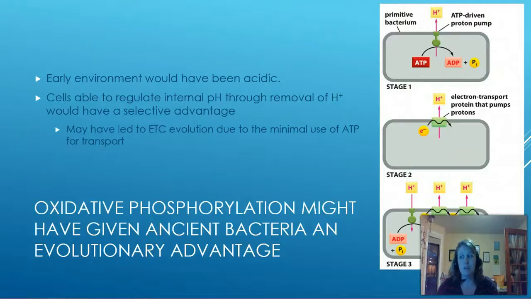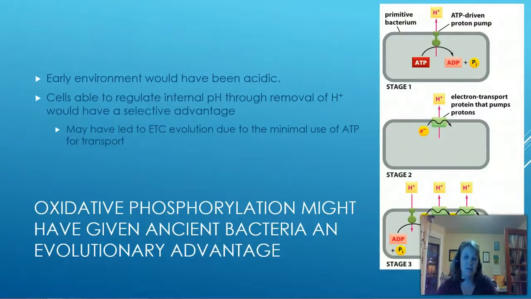And so we believe that the first primitive bacterium evolved with an ATP-driven proton pump. So using ATP, they would pump out protons. Now this seems weird, because why would we use ATP to pump out that proton? But remember how important pH balance is to the cell. Then we believe that the next step along was these electron transport protein pumps that would move these protons out.